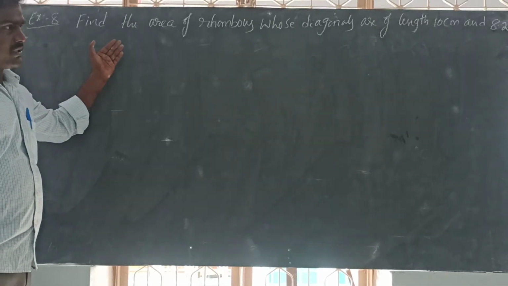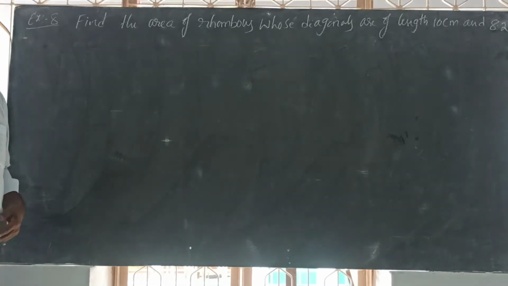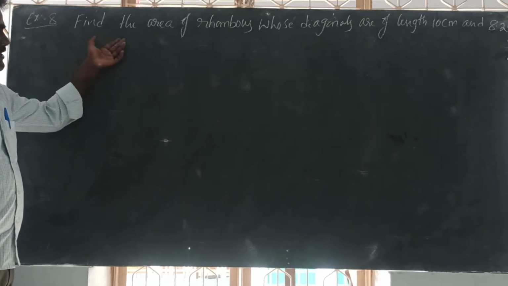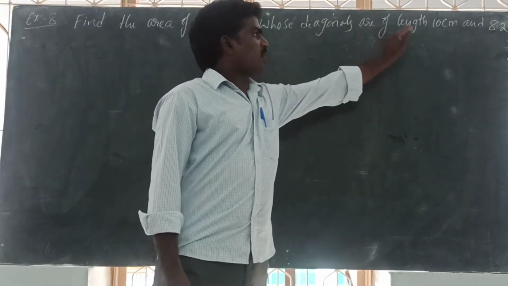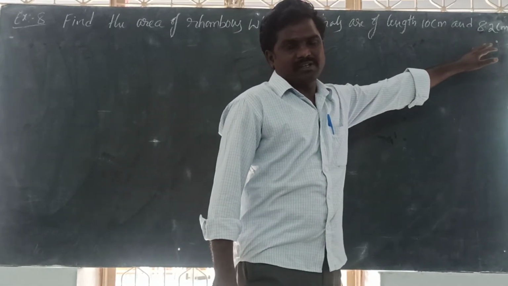Good morning, students. 8th class, 9th chapter, area of the figures. Find the area of a rhombus whose diagonals are of length 10 centimeter and 8.2 centimeter.